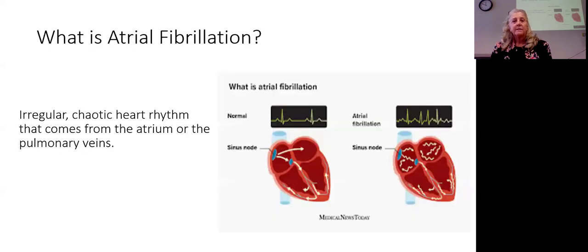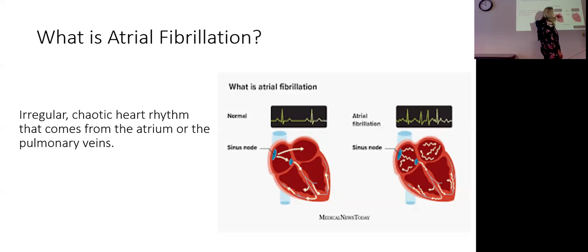Let's move forward here. So what is atrial fibrillation? The definition is that it's irregular and kind of chaotic. There can be things that are irregular, but they're irregular in a regular kind of manner. But atrial fib is irregular and chaotic. It's an irregular rhythm that comes from the atrium. What's the atrium? The atrium is the top part of the heart, right up here. These are the atria, these are the ventricles.